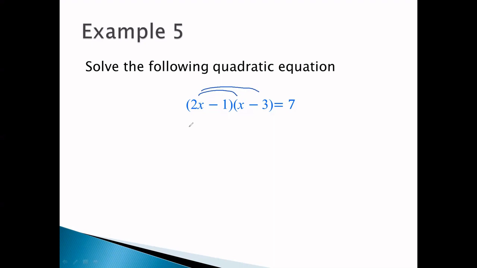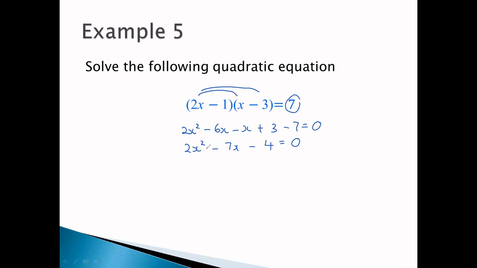So 2x times x is 2x squared. 2x times negative 3 is negative 6x. You have minus x. And you have negative 1 times negative 3 is positive 3. Now this 7 over here, I'm going to move it to the left so that I get a 0 here. So now I simplify this as 2x squared minus 7x minus 4 equals 0.